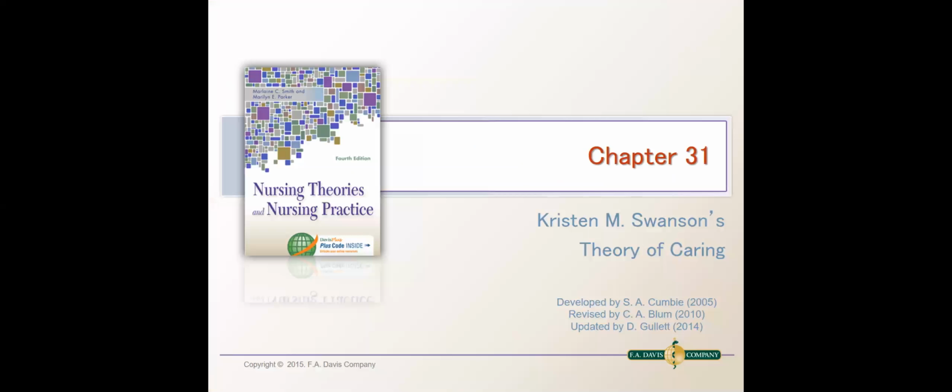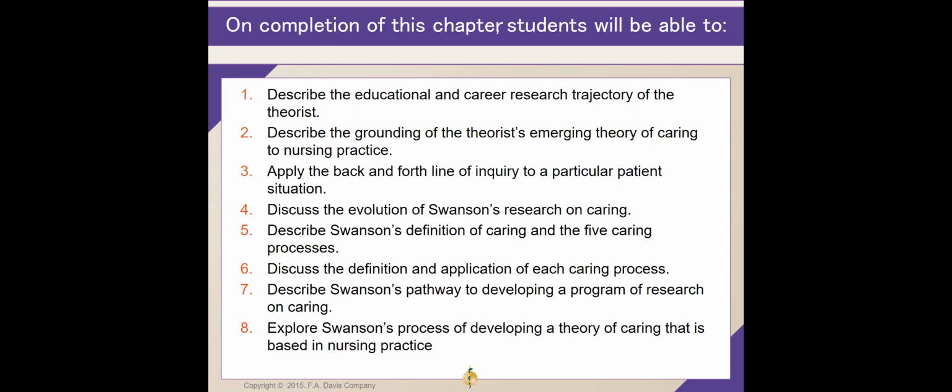Now let's talk briefly about Kristin Swanson's theory of caring. You are going to be able to see where she came from because so many times the theories that are developed have to do with the place and time that the author of the theory is in. And as we think about this theory of caring, it was originally a middle range theory that was primarily used with 5 caring processes.